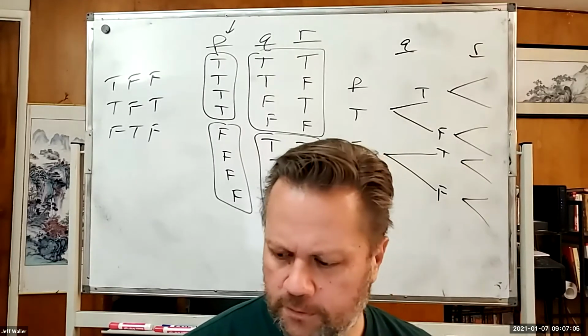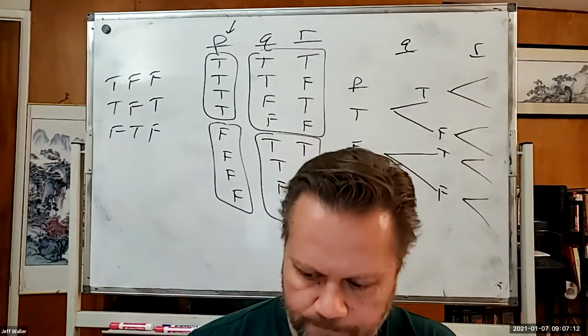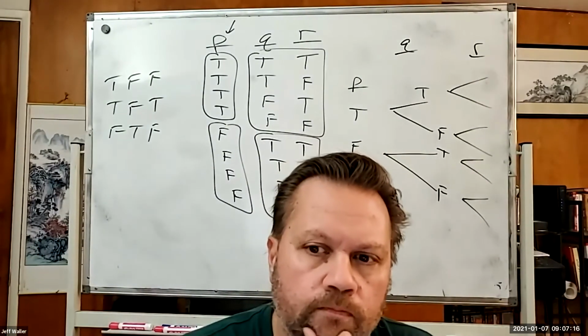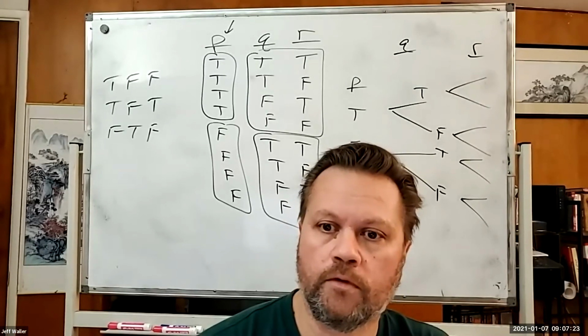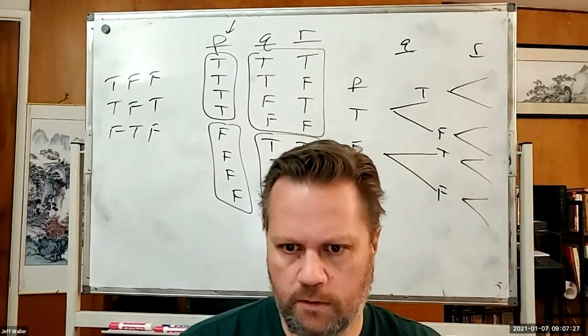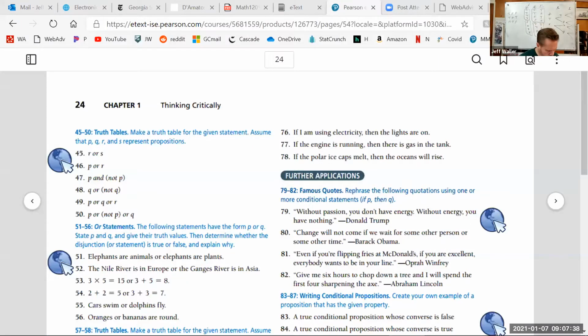Ian, you got your question? Okay, so I picked a simple one because I just want to make sure that I understand the concept. I'm looking at homework 1B, page 24, number 45. It's just R or S. I did two columns that go TT, TF, FT, and FF. And for the output, I did T, T, T, and F. And then R or S.